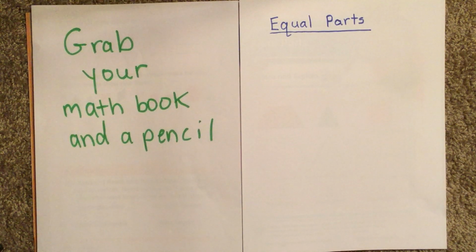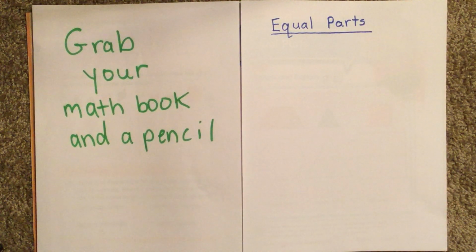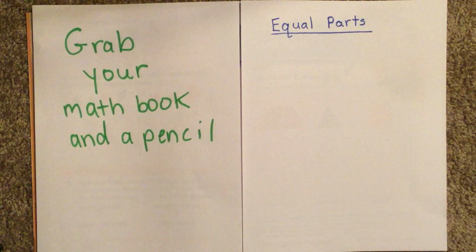Guess what? It is the last week of school, and this is your last math lesson in first grade. So let's go ahead and get started. This math lesson is all about equal parts, and this is the week 3 lesson. Go ahead and grab your math book and a pencil so you can follow along with me. First, we are going to review shapes, and then we're going to talk about how shapes can be divided into equal parts and what that means.